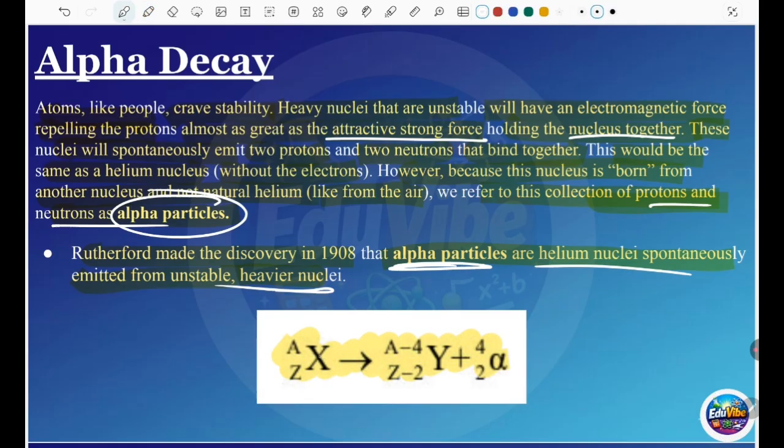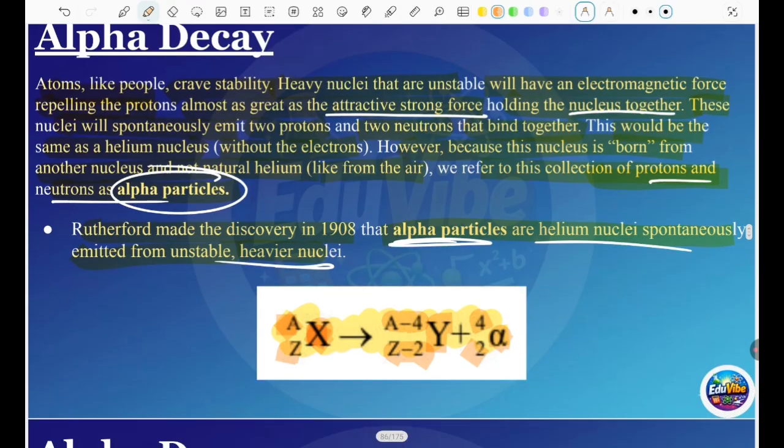You have some element over there. When the reaction occurs, you have another element, but your alpha remains 4 and 2 always. Your A becomes A minus 4 on the other side, and Z goes to Z minus 2. Then we have 4 and 2 for the alpha. That's the equation you can follow for any example.